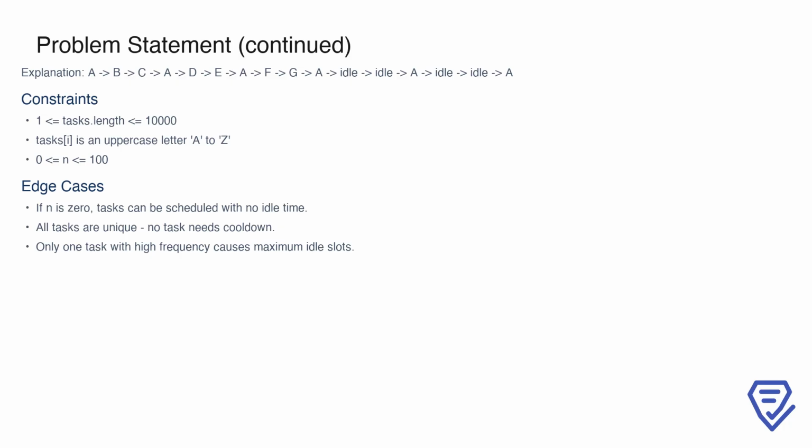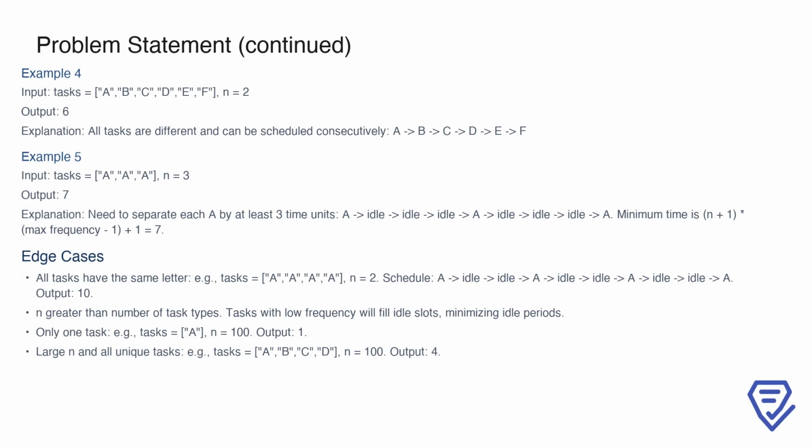Constraints are straightforward: up to 10,000 tasks, each is a letter, and n can be up to 100. Edge cases include n equals 0, all tasks unique, and a single task with high frequency, which may maximize required idle slots. In the next slide, we'll continue with more illustrative examples and deep dive into how the schedule is constructed.